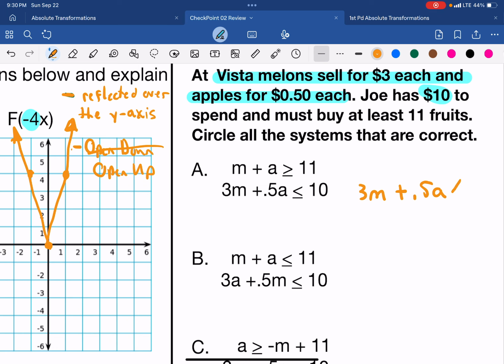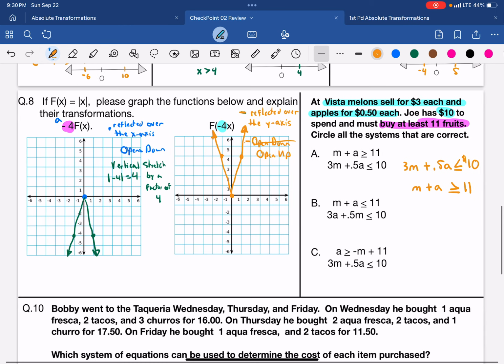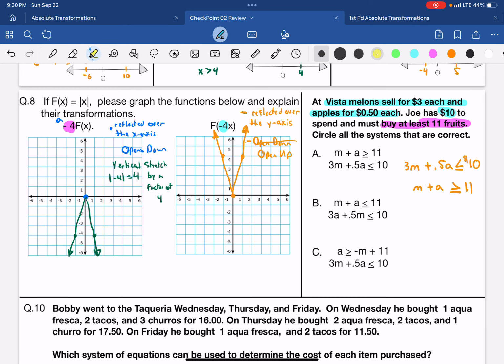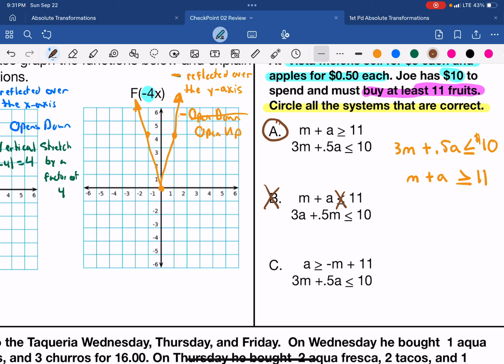Now the other part says you have to buy at least 11 fruits. What fruits are we talking about? Melons plus apples has to be greater than or equal to 11. Which answer is that? Now, please read the instructions carefully. Circle all systems that are correct. So I kind of wanted to trick you on this one. Pretty sure that most of you will be like, ooh, 3M plus 0.5A. A works because they're identical. B doesn't work because M plus A is less than, it should be greater than. But guess what? C also works.